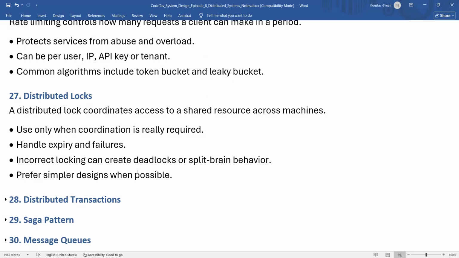So that's the idea. But distributed locks are not simple. We need to consider lock expiration, server crashes, network failures, lock ownership, duplicate executions. These concepts we also need to consider. So we should use distributed locks only when really necessary.